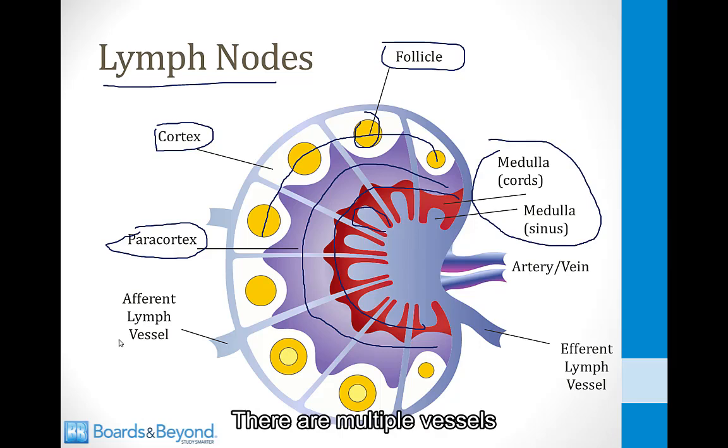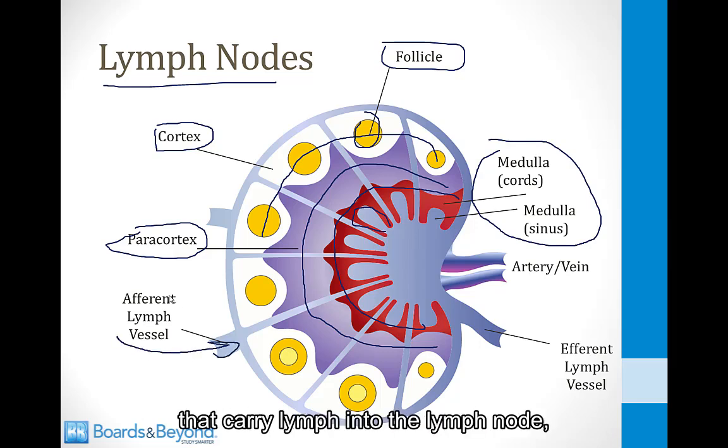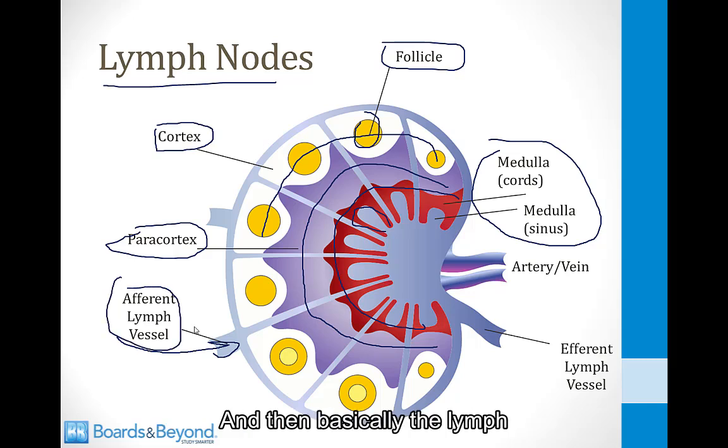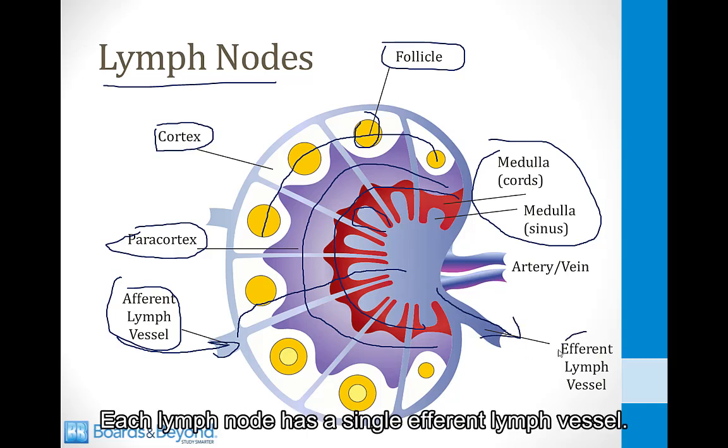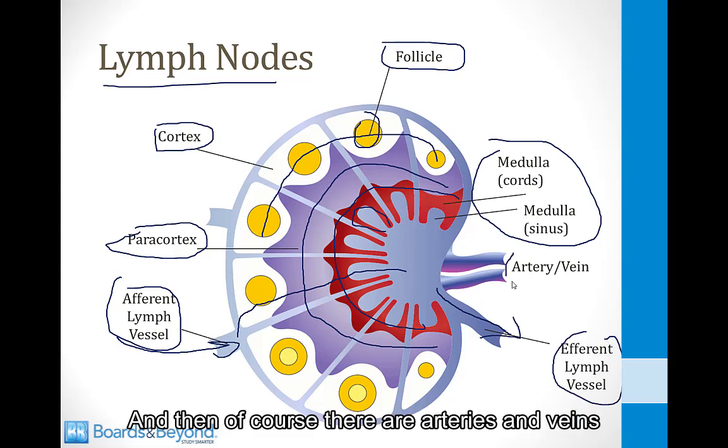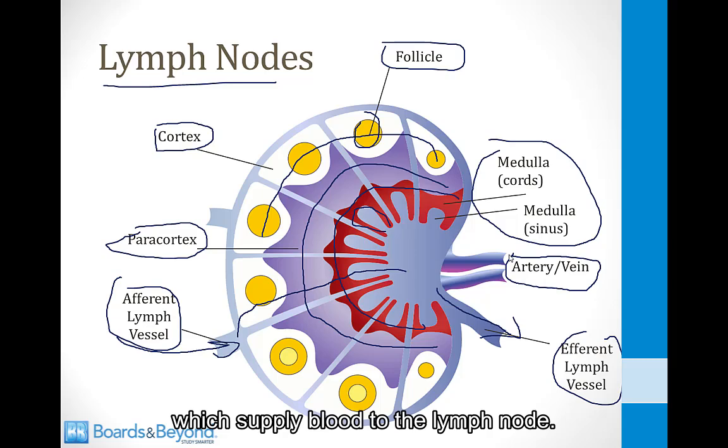There are multiple vessels that carry lymph into the lymph node, and they're called afferent lymph vessels. And then basically the lymph percolates through the three layers. So it will move through the cortex, the paracortex, and the medulla, and then it will finally exit through a single efferent lymph vessel. Each lymph node has a single efferent lymph vessel. And then, of course, there are arteries and veins which supply blood to the lymph node.